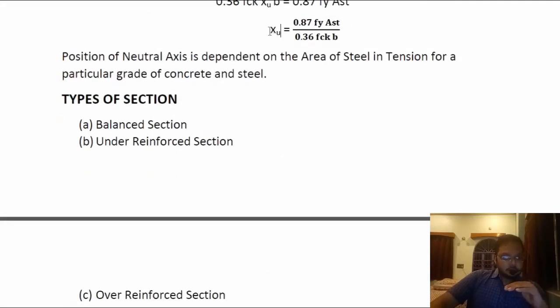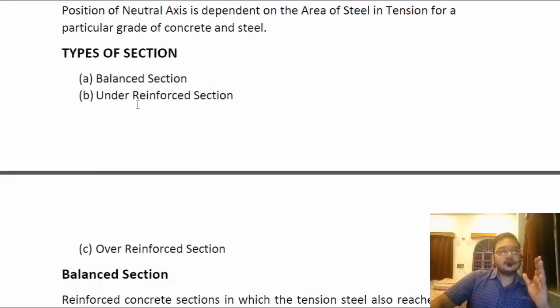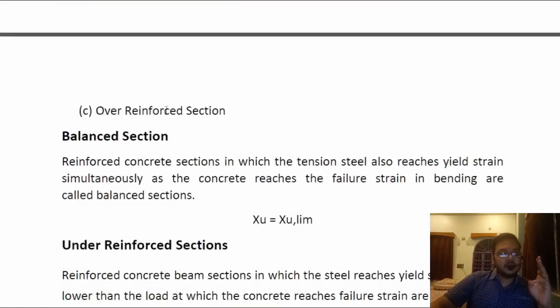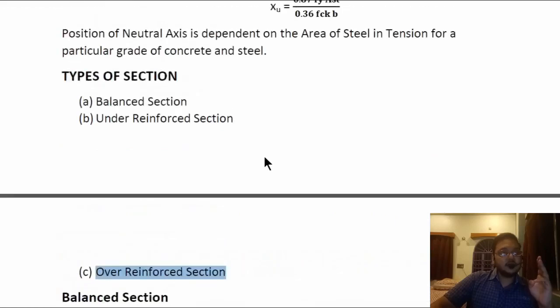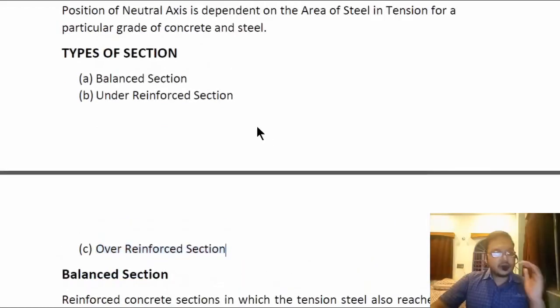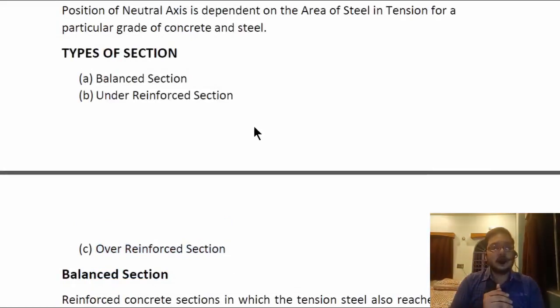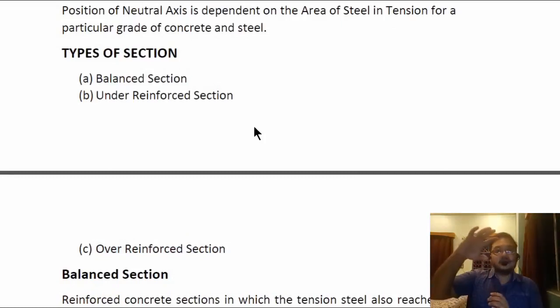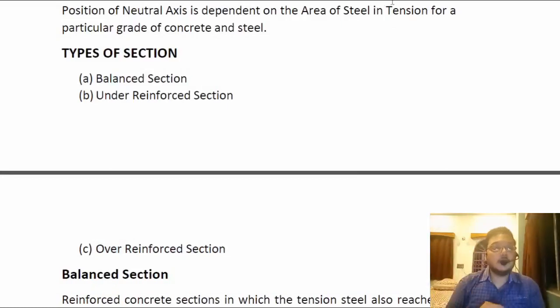Now, depending upon the position of this neutral axis, we come upon three types of section. First is the balanced section, second is the under reinforced section, and third is the over reinforced section. As the name suggests, the balanced section is that type of section where the force taken up by the steel, or the strength taken up by the steel, is equal to the compressive strength taken up by the concrete.